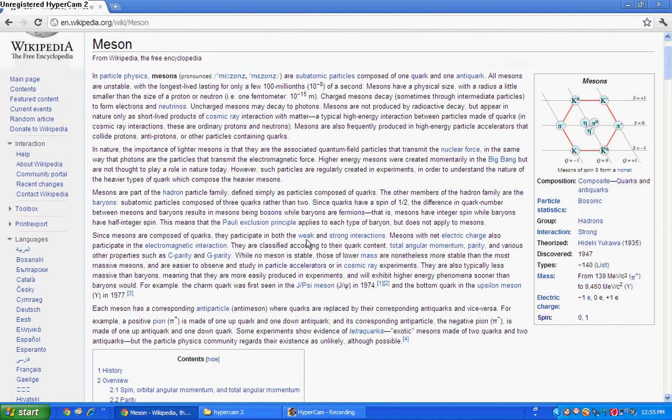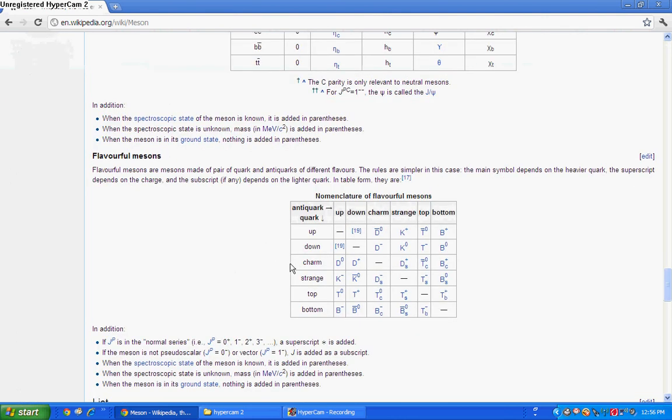So each meson has an antimeson where their quarks are replaced by the corresponding antiquarks and the regular quarks. So if we had a meson of an up quark and an anti-charm quark, the antimeson would be an anti-up quark and a charm quark.